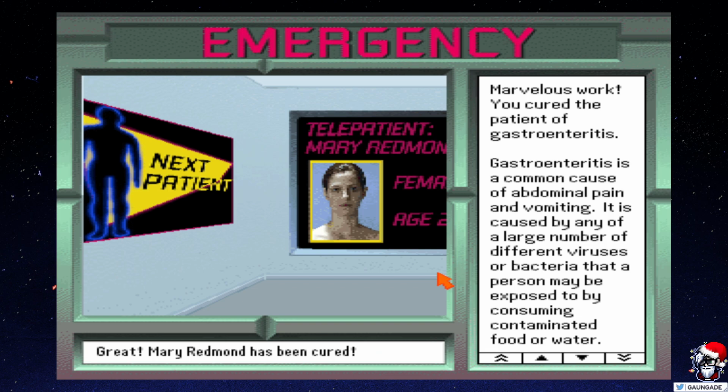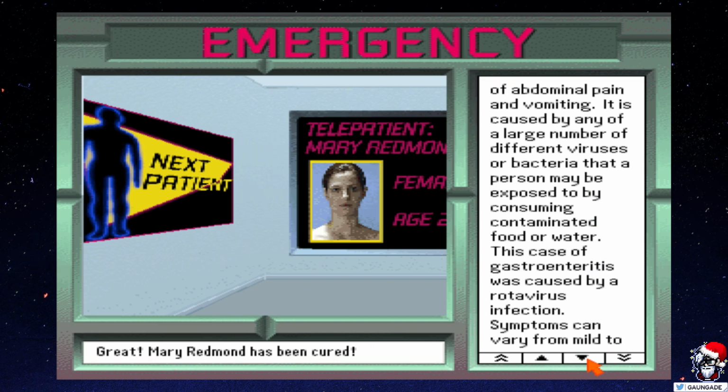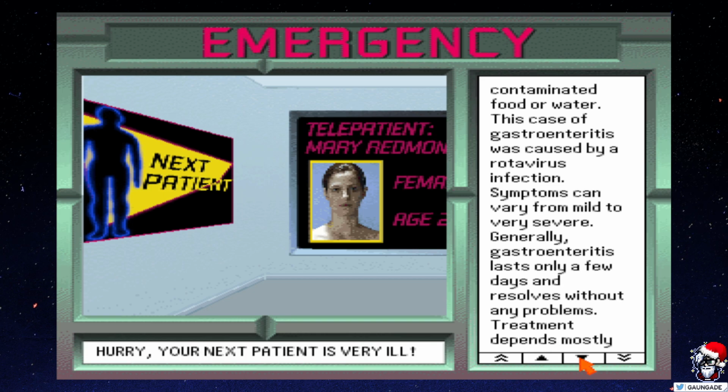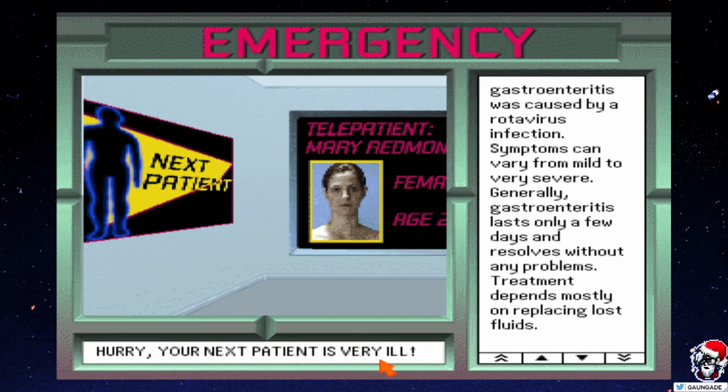Marvelous work! You cured the patient of gastroenteritis. Gastroenteritis is a common cause of abdominal pain and vomiting. It is caused by any of a large number of different viruses or bacteria that a person may be exposed to by consuming contaminated food or water. This case of gastroenteritis was caused by a rotavirus infection. Symptoms can vary from mild to very severe. Generally, gastroenteritis lasts only a few days and resolves without any problems. Treatment depends mostly on replacing lost fluids.